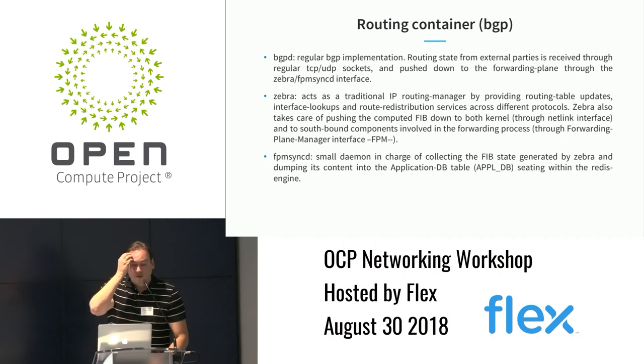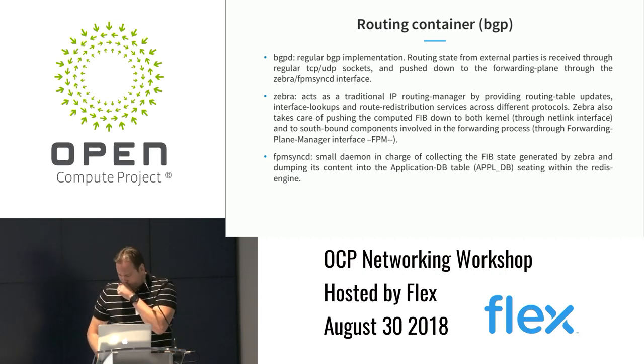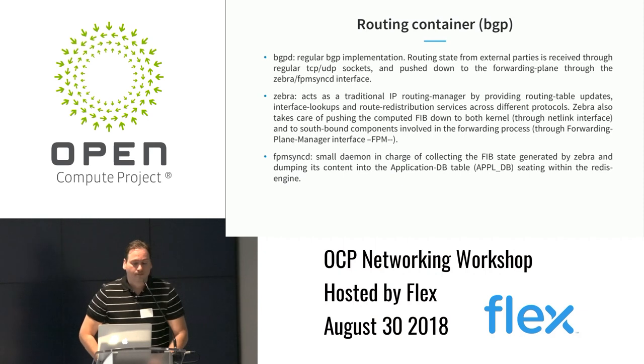So this is what Jeff was talking about before. We have, obviously, the routing container, pretty straightforward. We have a BGPD daemon that talks that protocol and listens to everything that happens in the world. We have Zebra, which is just a RIB, as you know, does all the route selection, all the redistribution, and basically pushes the state down to the kernel and also down to FPM. So that is the way that the routes and the state eventually go down to the databases.